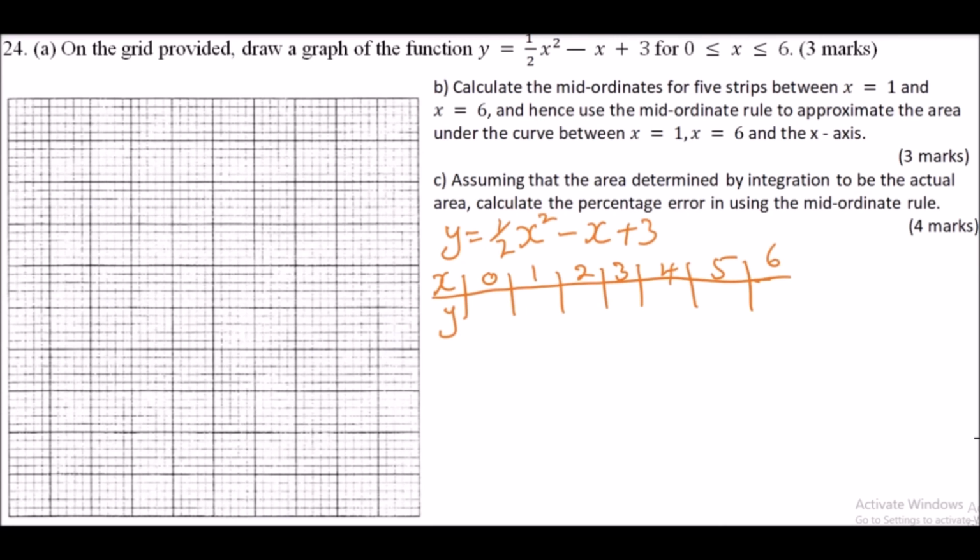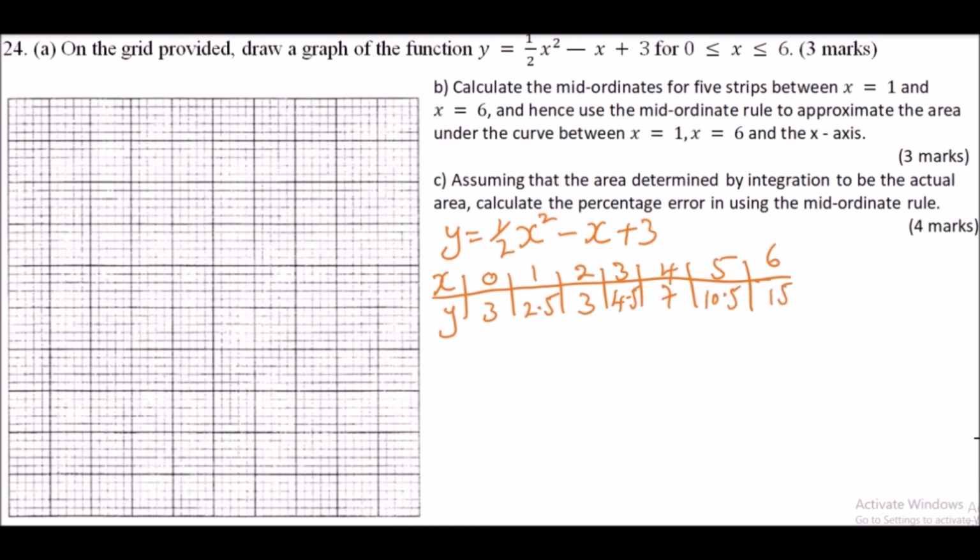You just pick the values of x and substitute in your function. For example, when x is 0, a half times 0 is 0, minus 0 plus 3, so our y is 3. When you substitute x is equals to 1, you'll get 2.5. The other one you'll get 3. Then you have 4.5, then 7, then 10.5, and finally you have 15.